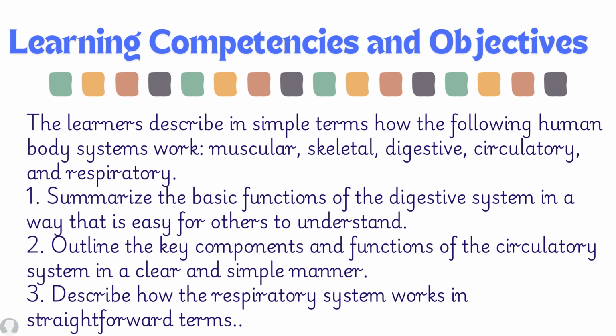Learning competencies and objectives. The learners describe in simple terms how the following body systems work: muscular, skeletal, digestive, circulatory, and respiratory. Summarize the basic functions of the digestive system in a way that is easy for others to understand. Outline the key components and the functions of the circulatory system in a clear and simple manner. Describe how the respiratory system works in straightforward terms.